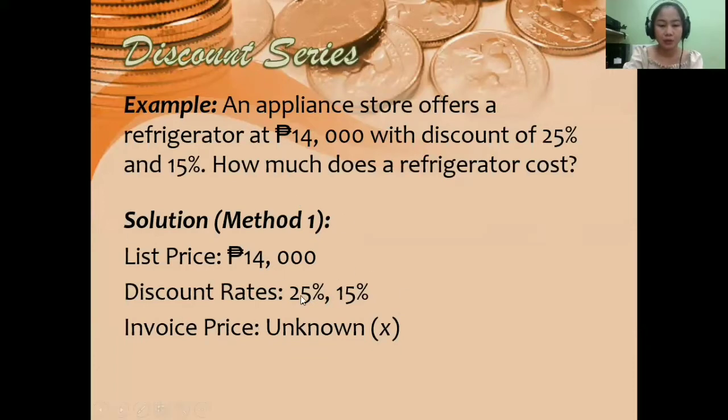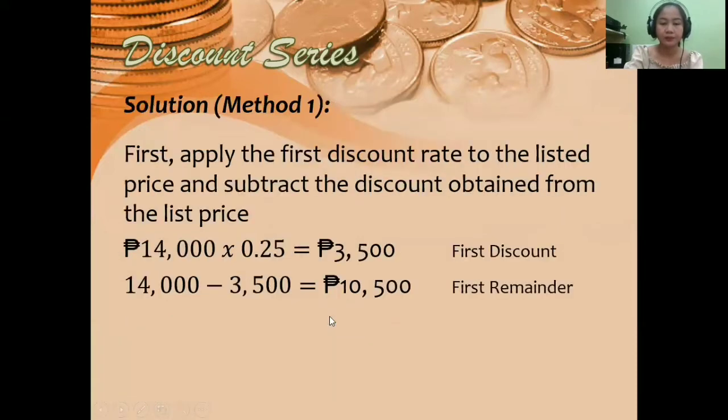Here in our problem, we have the given values. Our list price or our original price is 14,000 pesos, and our discount rates are 25% and 15%. We have two rates here because we are in a discount series topic. Our unknown value, or our x, what we are solving for, is the invoice price or the net price.